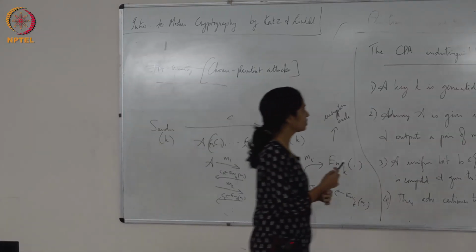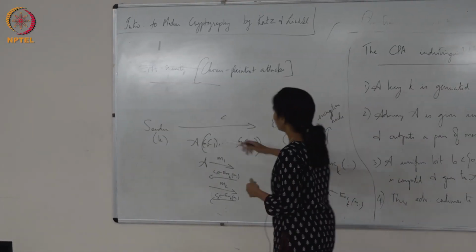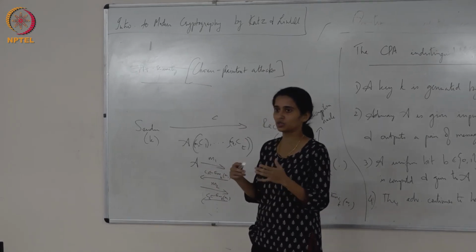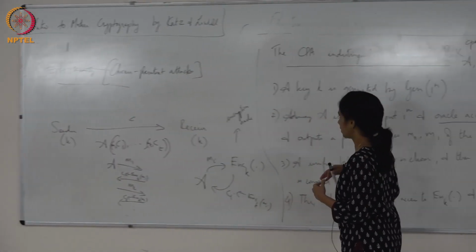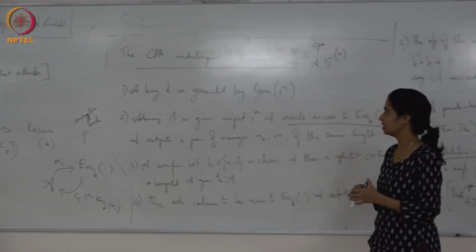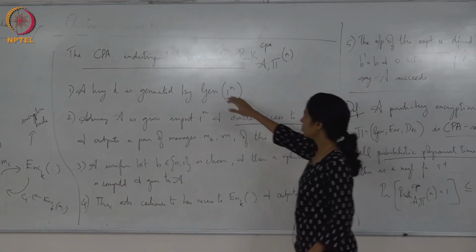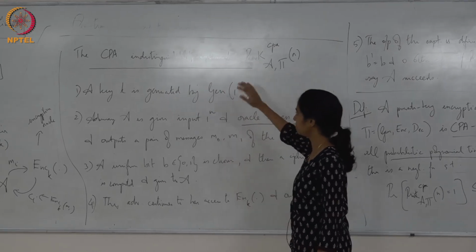So just to remind you, we left off with discussing CPA security, right? So this is chosen plaintext attack security. I had mentioned what the security definition would be in the case of CPA security. So we will consider the CPA indistinguishability experiment.